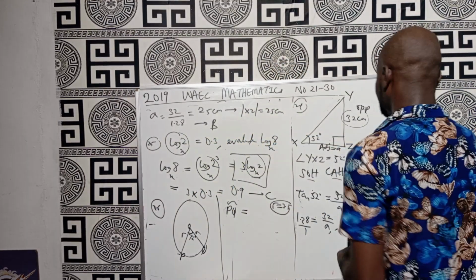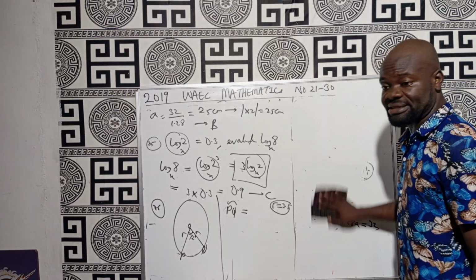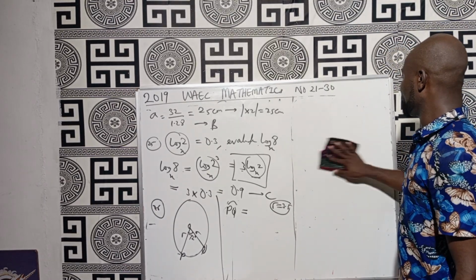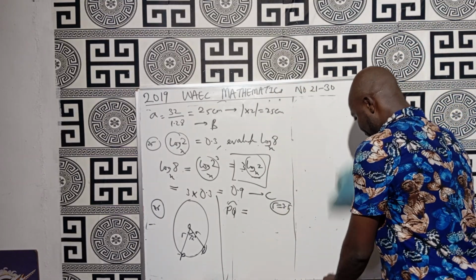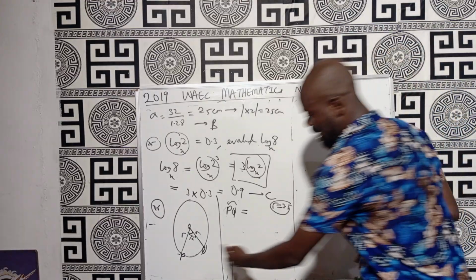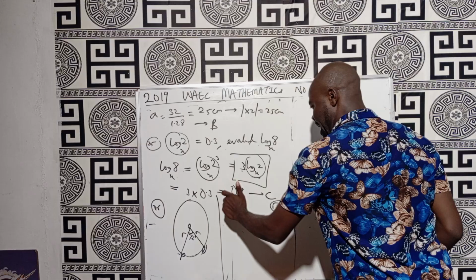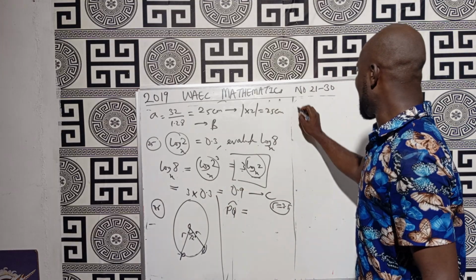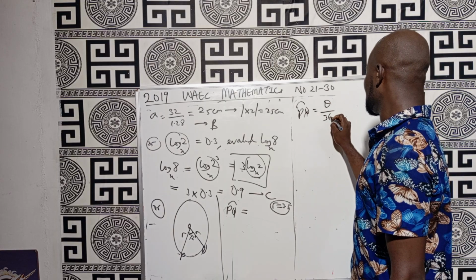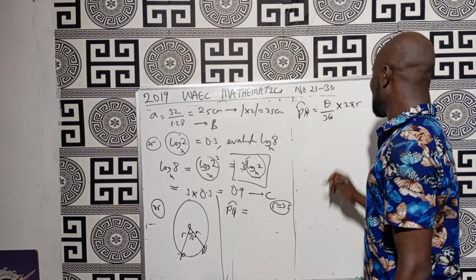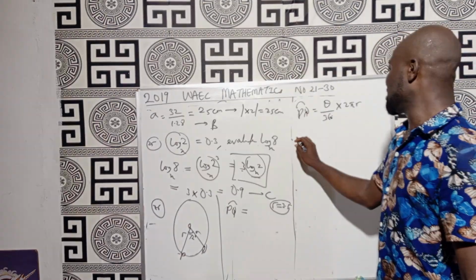The length of an arc is given by theta all over 360 times 2 pi r. That's the length of arc. Your theta is the angle subtended at the center here. So this is the length of the arc PQ. Your theta is the angle here, that's your 72. So your length of arc is now what?